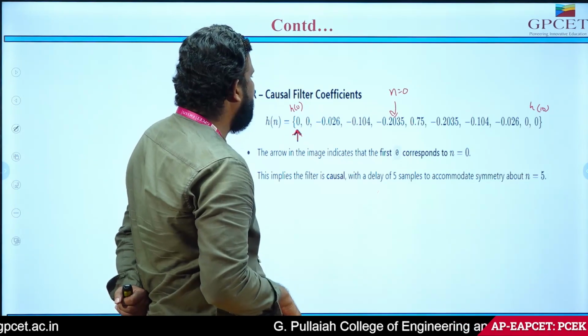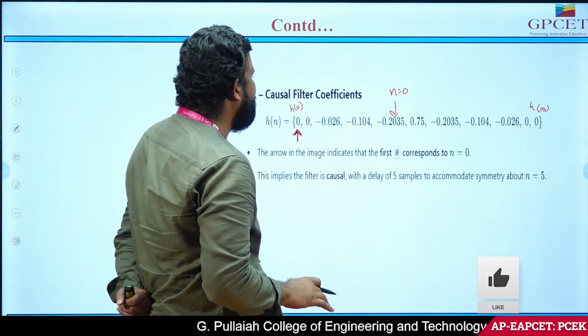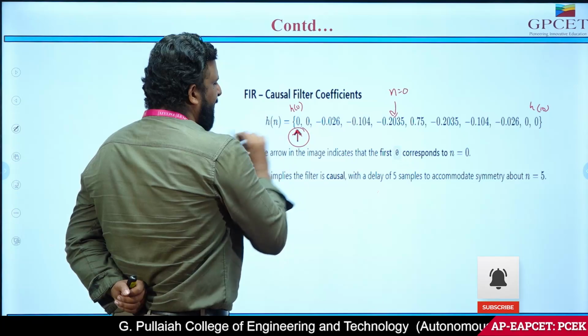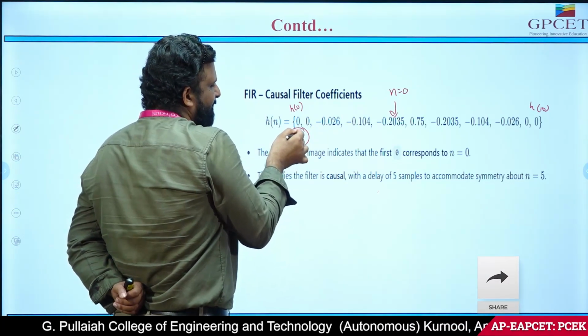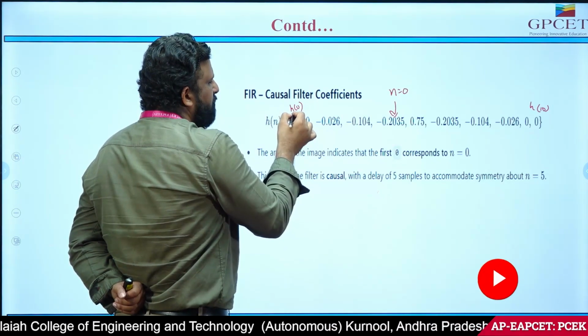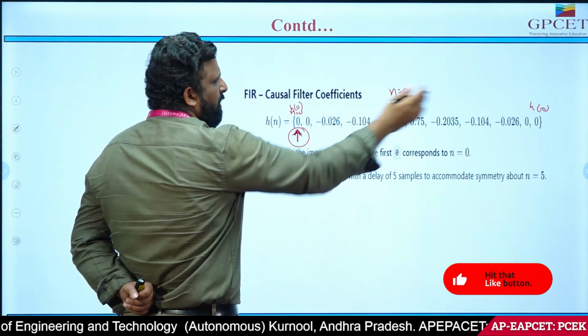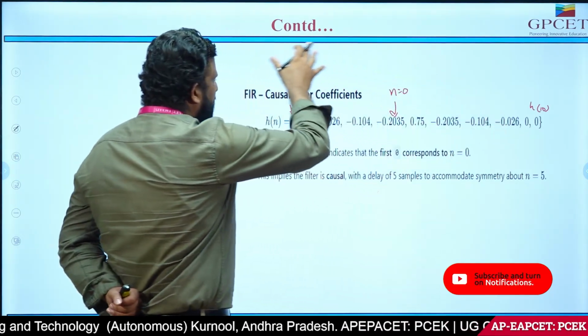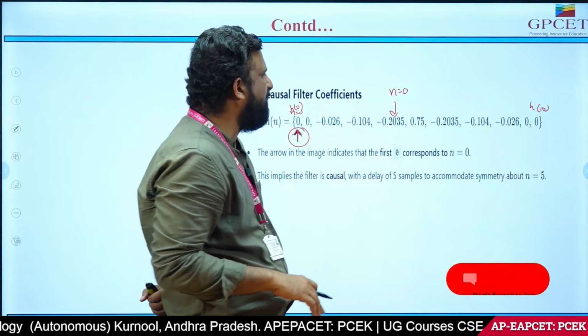The starting value is indicated with the arrow mark. If the arrow is indicated here, it means the values start from here, that is n is equal to 0 to n is equal to 10. So these are the total FIR causal filter coefficients.